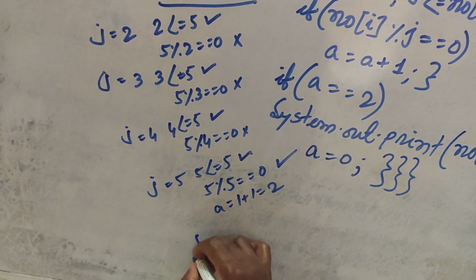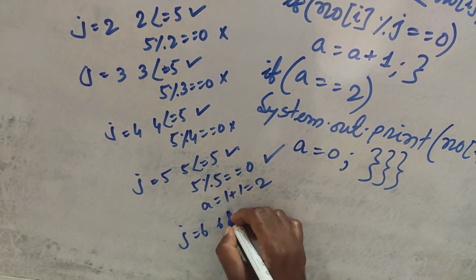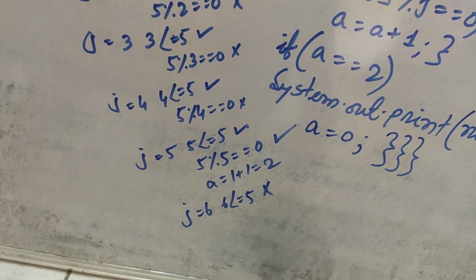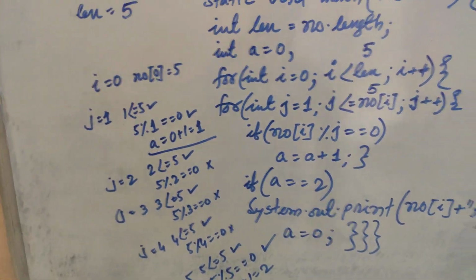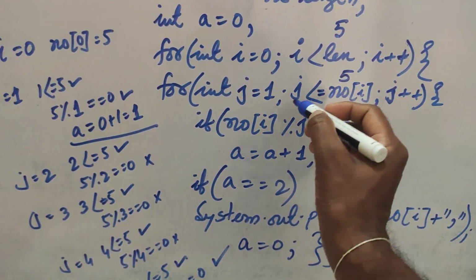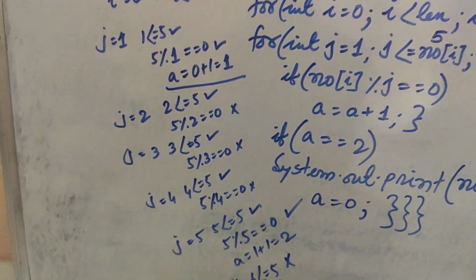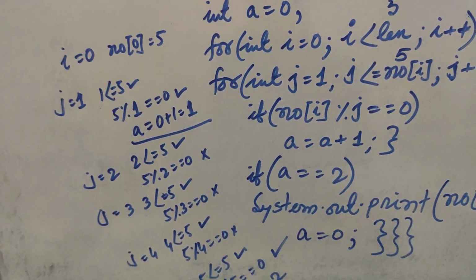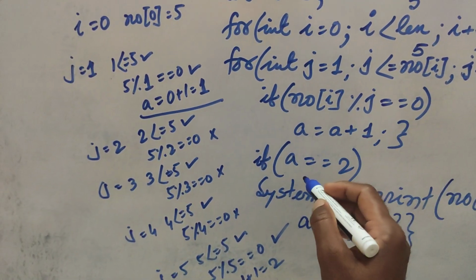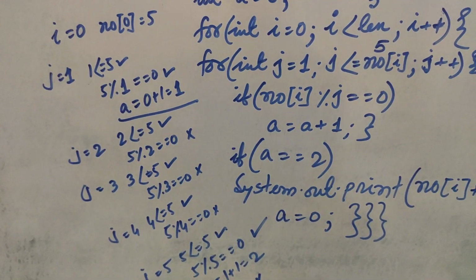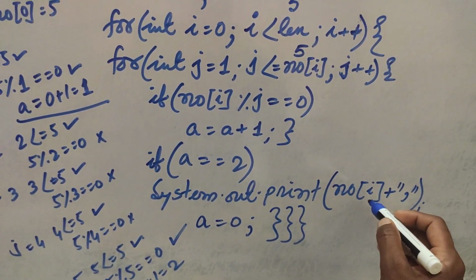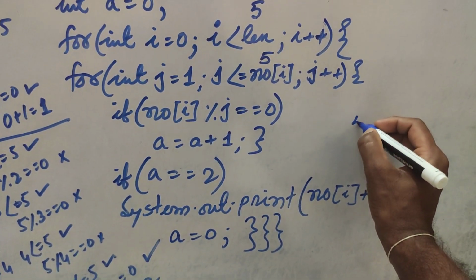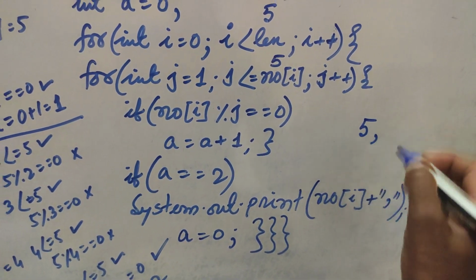j equals 6 when? 6 less than or equal to 5, it is false. Then it will come out of the loop. When the value of j equals 6, the loop will exit. It comes here. a equals 2, yes, true. System.out.print(number[i]). That means 5 will display on the screen.